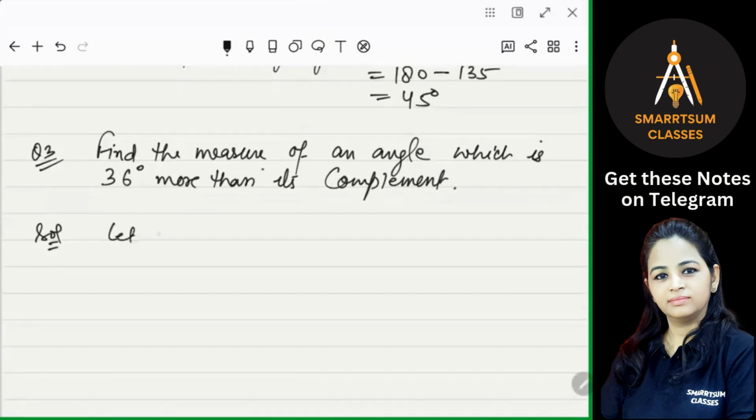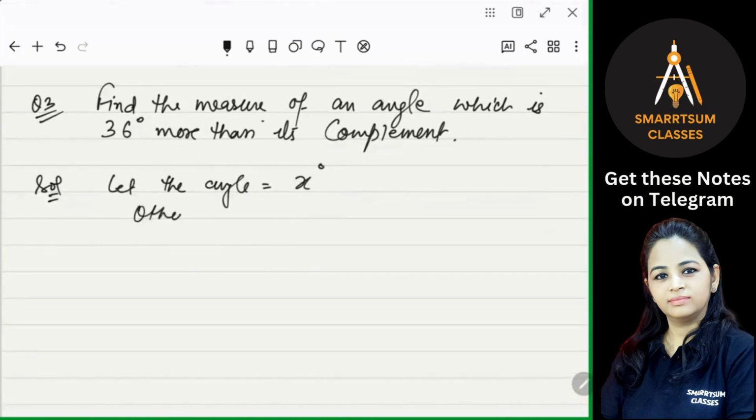So let the angle be x degrees. What will be the other angle? Because they are complementary angles, it will be 90 minus x. Now what is given? The measure of an angle is 36 degrees more than its complement. So the complementary angle is 90 minus x, and the angle is 36 degrees more than that.